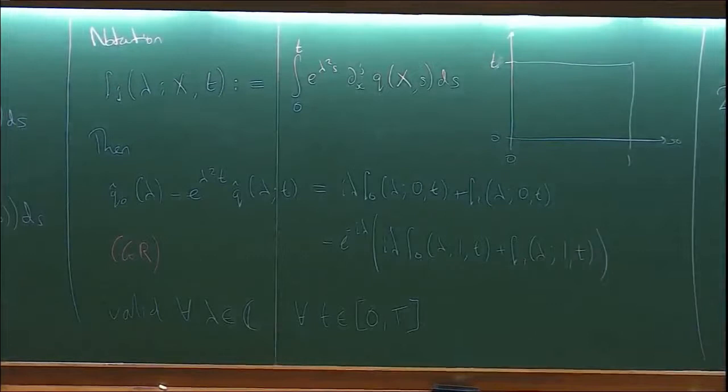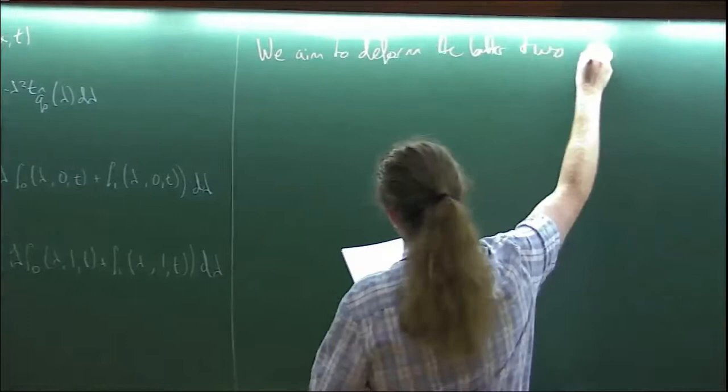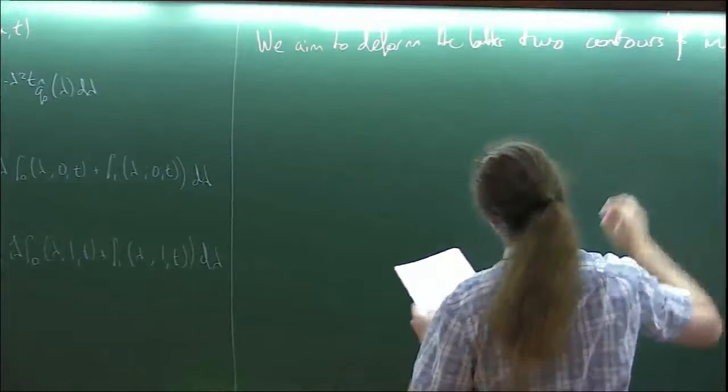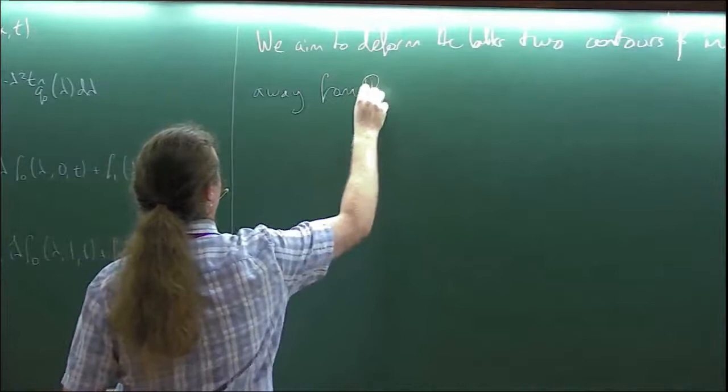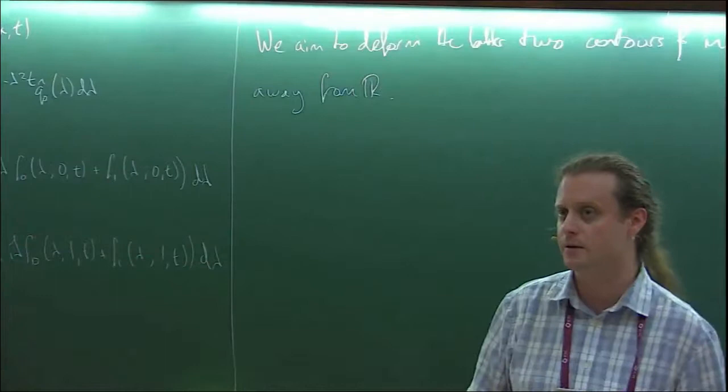So this is not yet the Aaron Price form. I want to do a little bit more. So we're going to deform the latter two contours of integration away from the real line. I'm going to leave this one where it is, but these two I don't like. It's not reasonable for you to see why I don't like them yet, but it will become clear significantly later on. Okay.